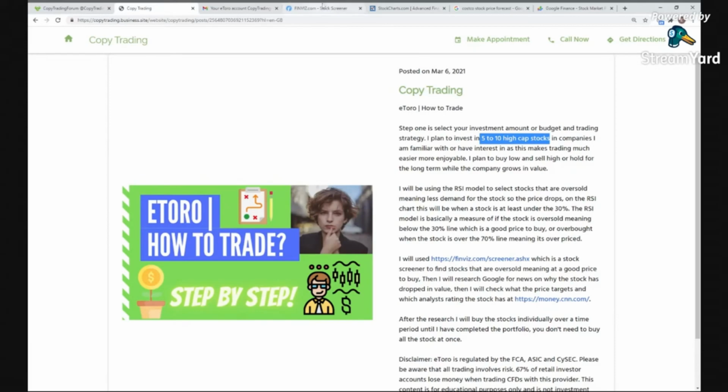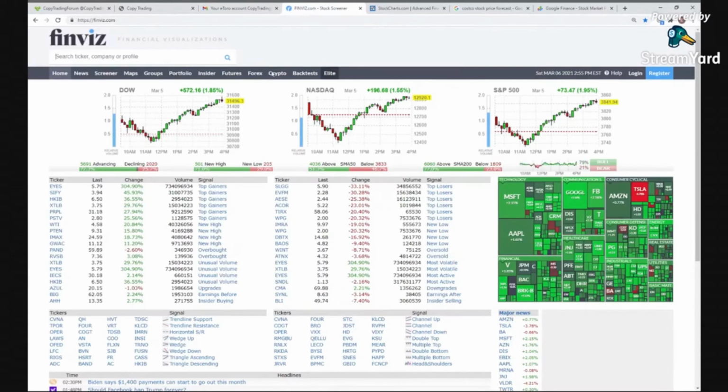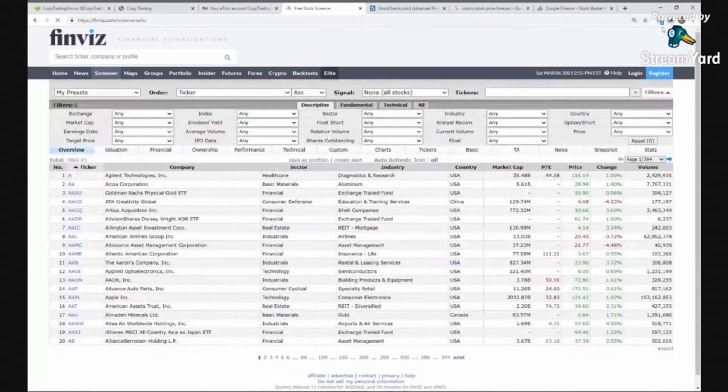finviz.com. So I have it loaded up here. It looks very complicated, but it's not really. All you need is the screener here at the top. So finviz.com is a very popular website, very powerful for finding stocks, and it's free, which is the best thing. A lot of people are using this to find their stocks.